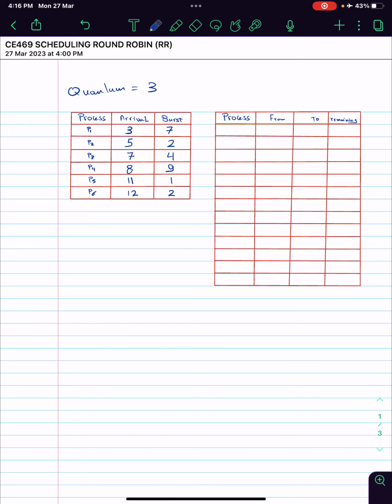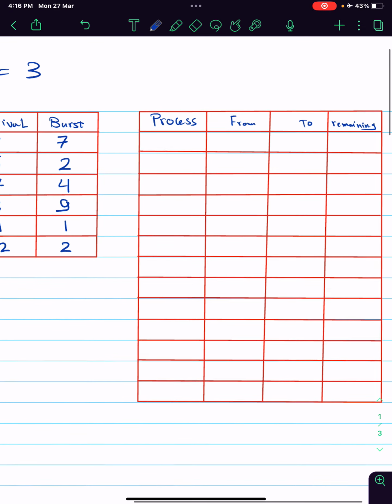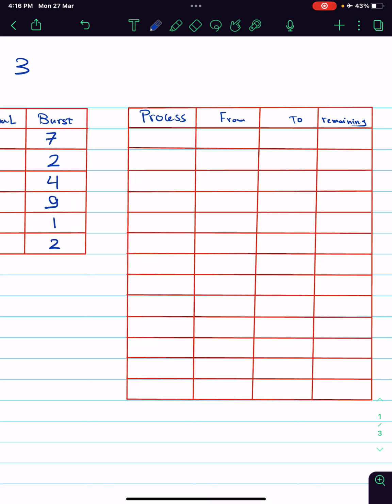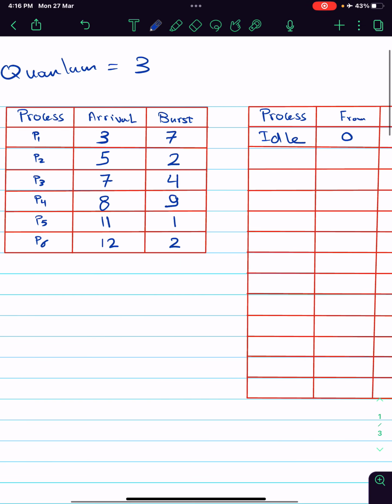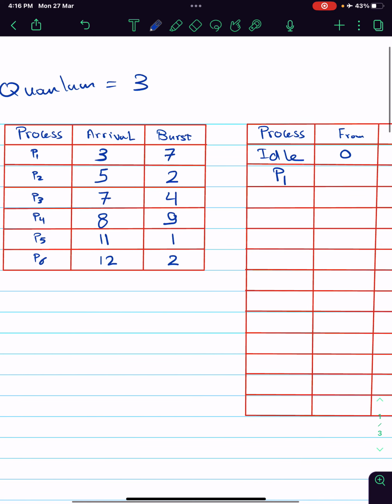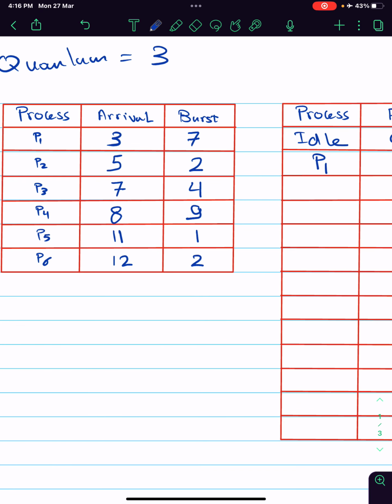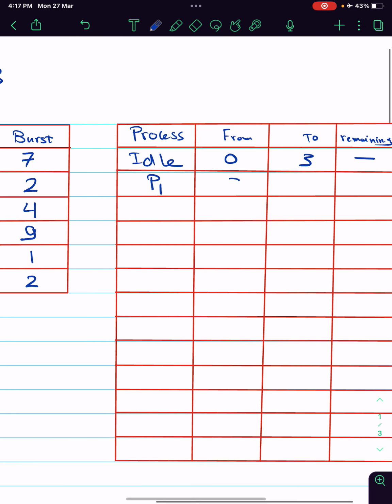Okay, let's schedule those processes from time 0 to 3. It's idle, because your very first arrival is at time 3. P1 arrives at time 3. The burst of P1 is 7, and the quantum is 3. This means that P1 will take the whole quantum. So it's going to work from 3 all the way to 6.